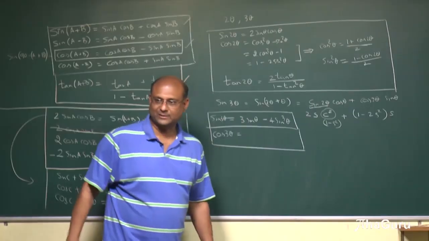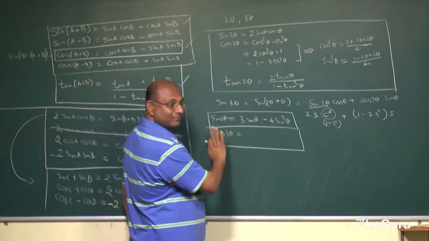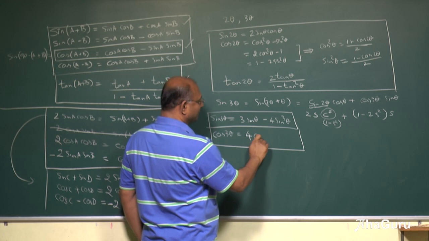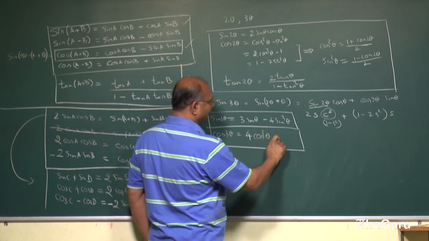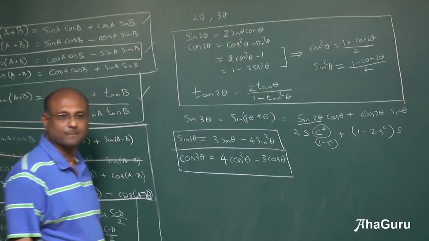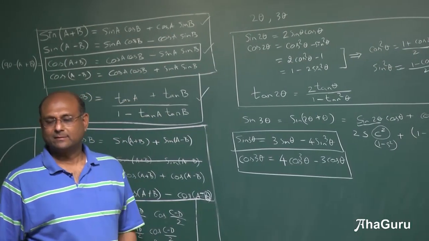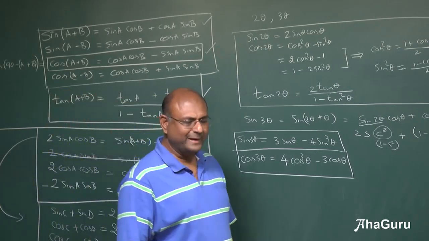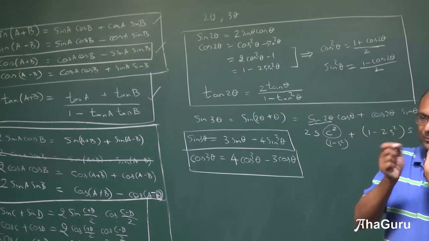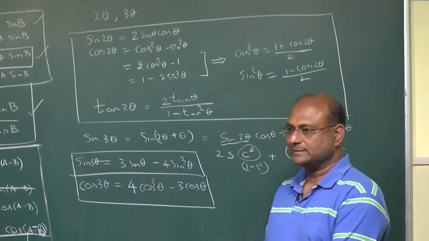Have you got the answer for this one? What do you get? It is the opposite: 4 cos cube theta minus 3 cos theta. Right? Do a quick check. One of the big problems with trigonometry is you will usually forget formulas, you will forget whether to put a plus or minus, and so on. So let us look at this.